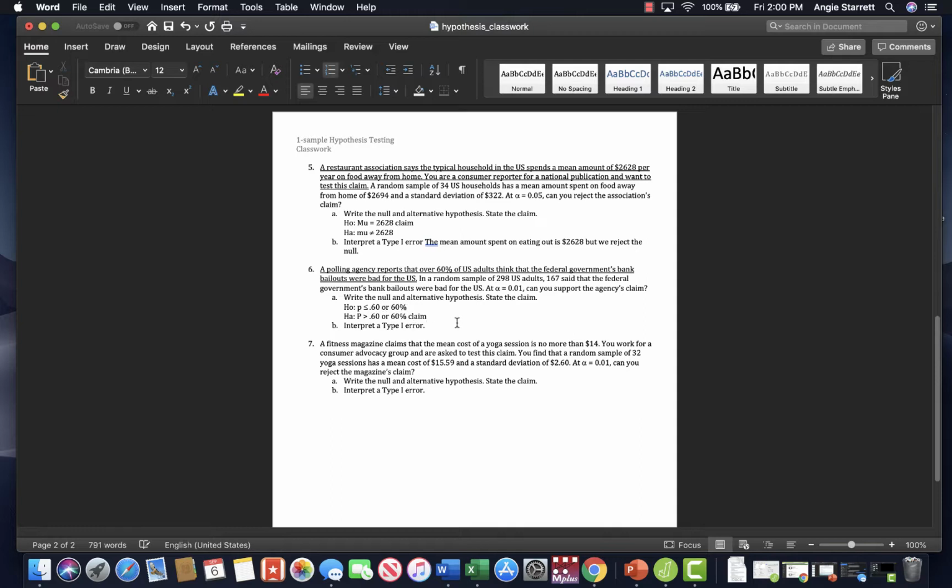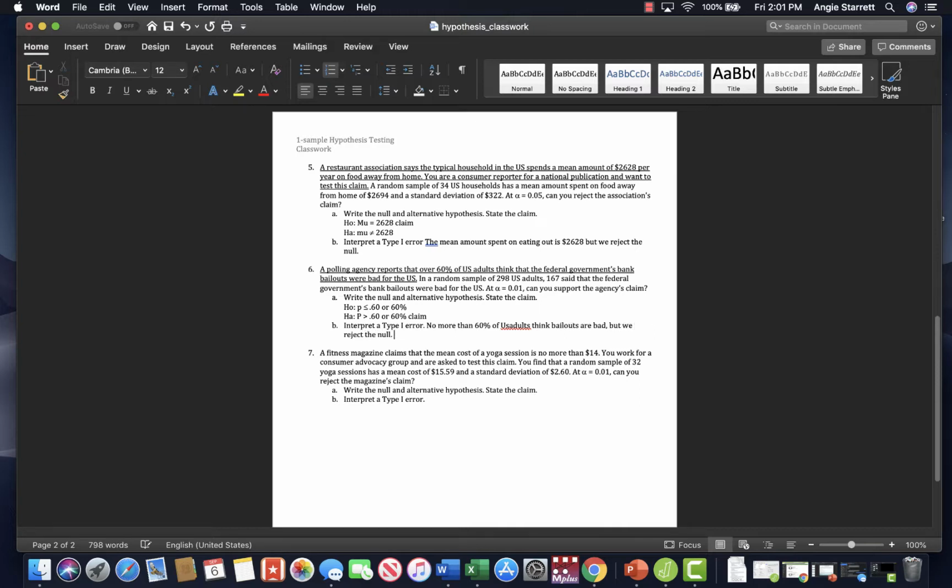Interpret a type 1 error. So again, null is true, but we reject it. So what do we want to say here? How do we say less than or equal to? No more than 60% of U.S. adults think bailouts are bad, but we reject the null.